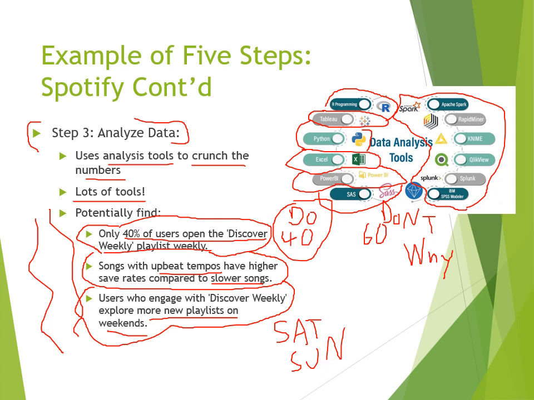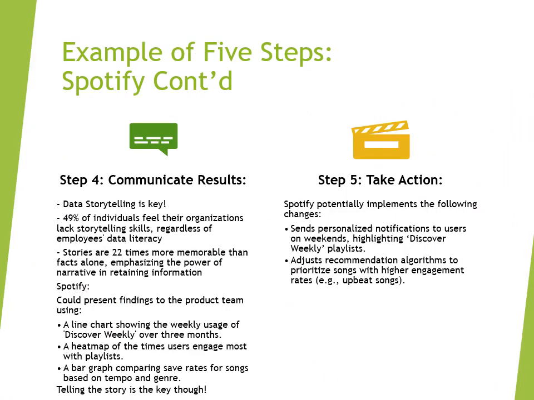And then you have projects based on these findings. So how to increase the rate of these 40%, one project, and then you could find out why don't these 60% use the Discover Weekly playlist. So example of 5 steps continued. Step 4 is you need to actually communicate these results.